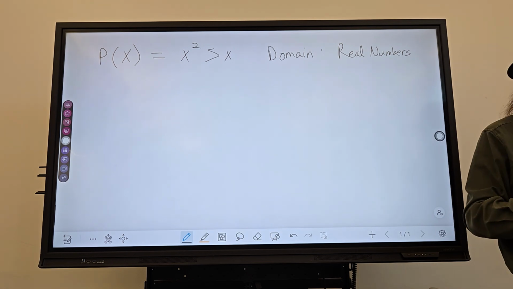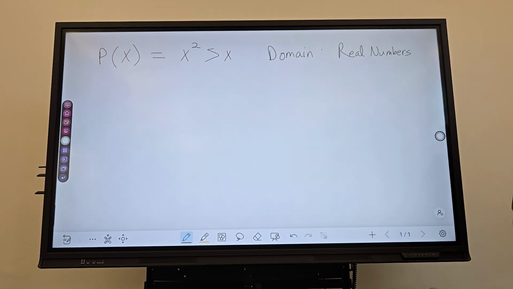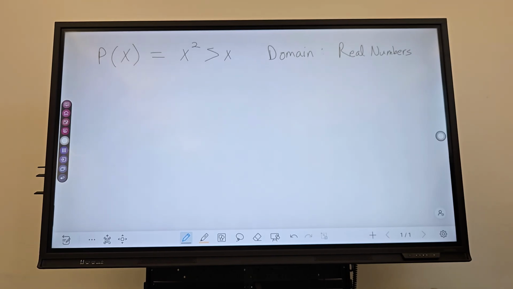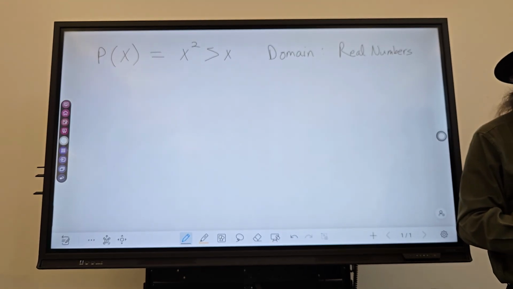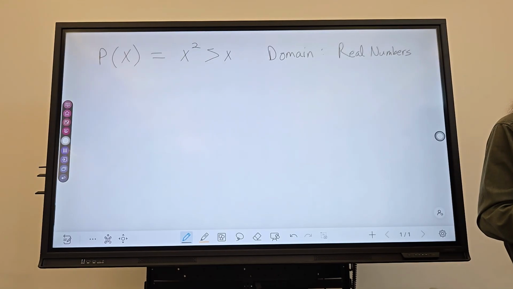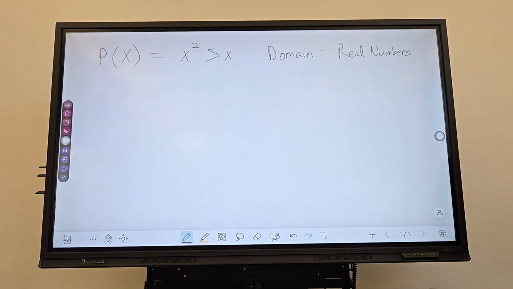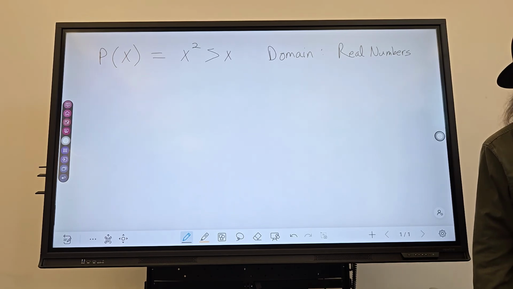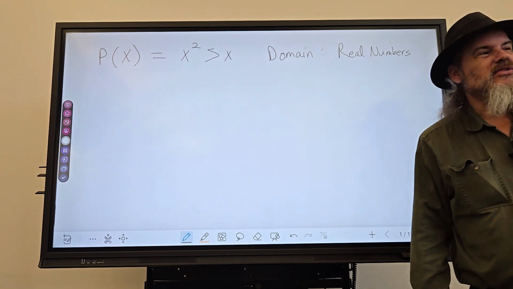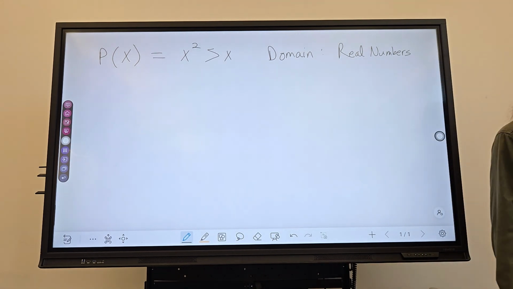What about P of 1/2? No. So it's not in the truth set. P of negative 1/2? Think about it. Is negative 1/2 squared greater than negative 1/2? Yes, it is, because it's positive 1/4.